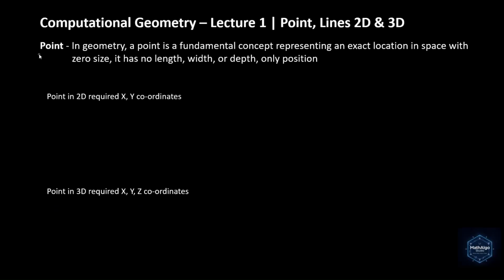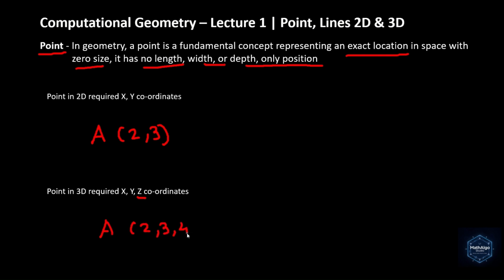Let's start with the most fundamental concept in geometry, the point. In geometry, a point represents an exact location in space. It has no size, which means it has no length, no width, and no depth. It only represents position. A point in 2 dimensions requires only 2 coordinates, x and y. Let's consider a point A (2, 3), and the same point in 3 dimensions requires 3 coordinates. Then point A becomes (2, 3, 4) by adding the z coordinate, which we consider here to have value 4.